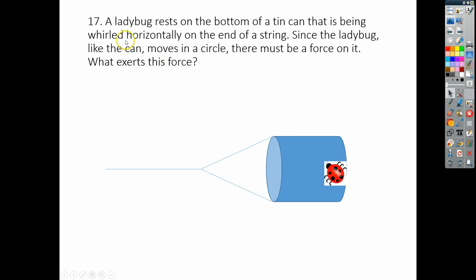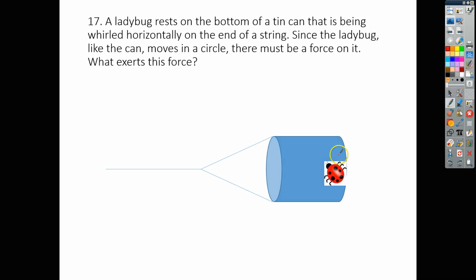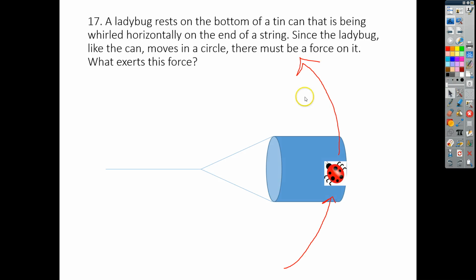For number 17, a ladybug rests on the bottom of a tin can that is being whirled horizontally at the end of a string. Since the ladybug, like the can, moves in a circle, there must be a force on it. We know it is going to move in a circle in that direction. What exerts the force? Notice that there is a string here, but the ladybug is not connected to the string. The ladybug is connected to the can, so it's the normal force acting on it. The can is getting pulled by a tension force, so you have to look at each one of the forces individually on this one.